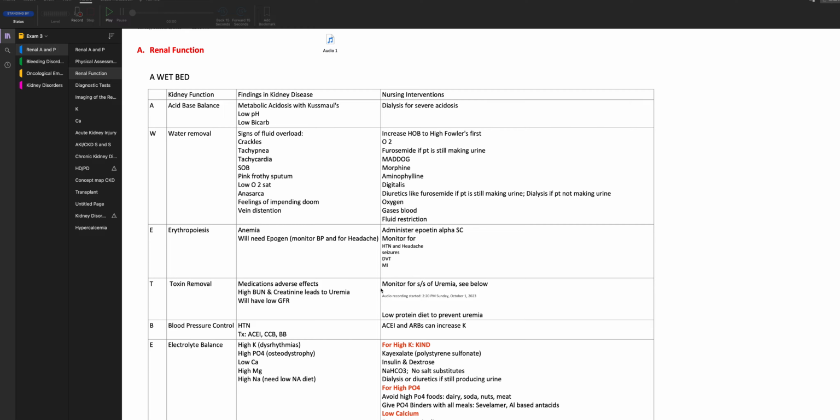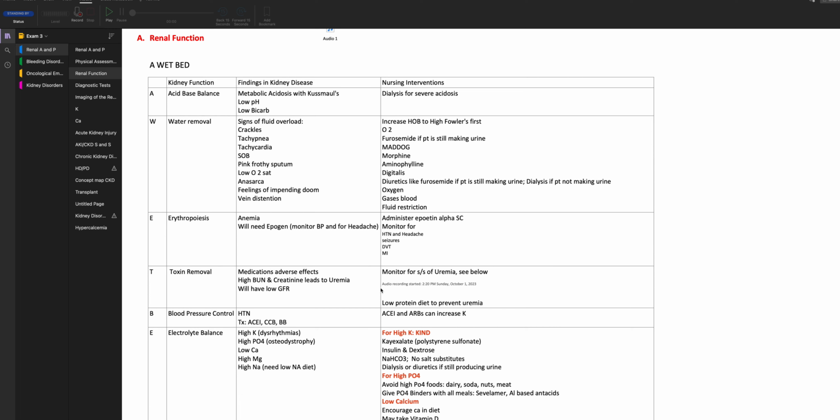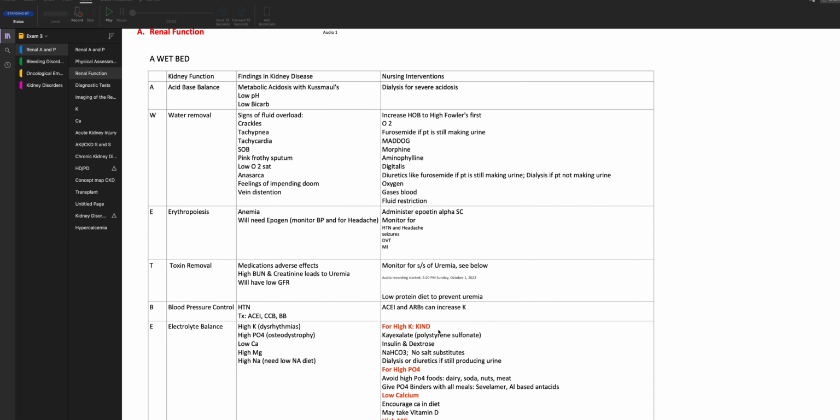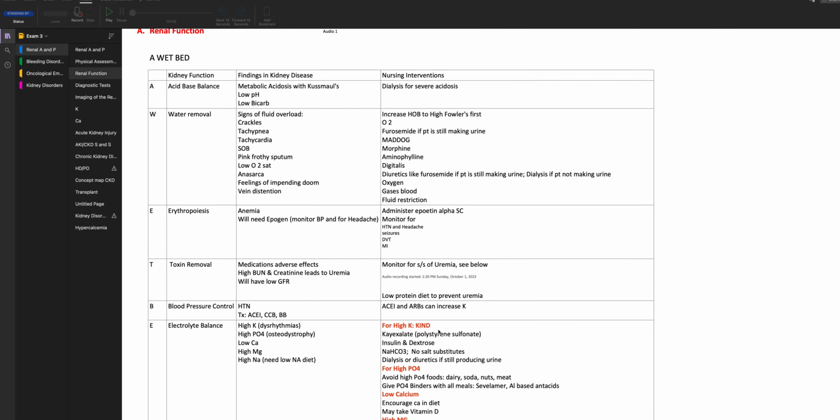So you're going to see high potassium, which can lead to dysrhythmias, high phosphorus, which can lead to osteodystrophy, which results in low calcium because phosphorus and calcium live in an inverse relationship, high magnesium because they can't get rid of the magnesium, and high sodium, so they'll need a low sodium diet. For high potassium, we're going to treat that with KIND. So that's Kayexalate, insulin and dextrose, sodium bicarb, or dialysis.